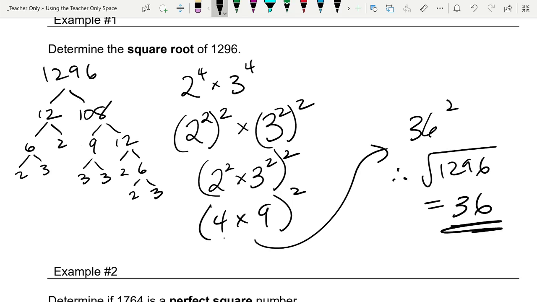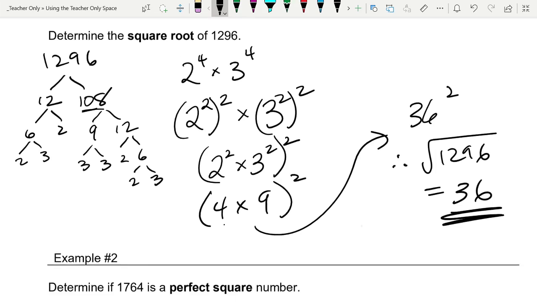There we go. That's better. I knew it was 36. But then I thought to myself, wait a minute, I have extra factors. And then I realized this number I had wrong the first time. There we go. Okay, so that was example 1. That was actually pretty hard for example 1.